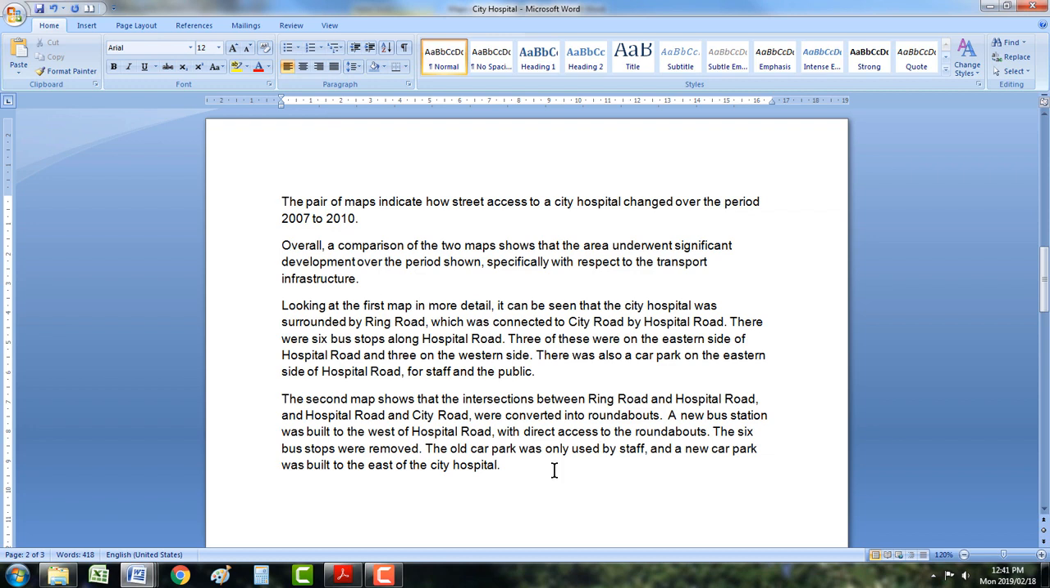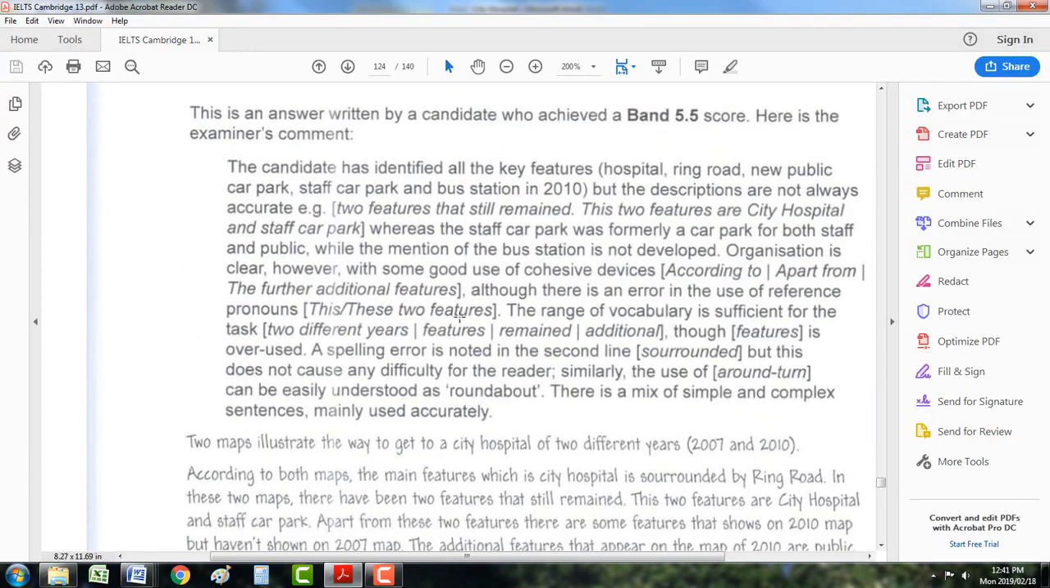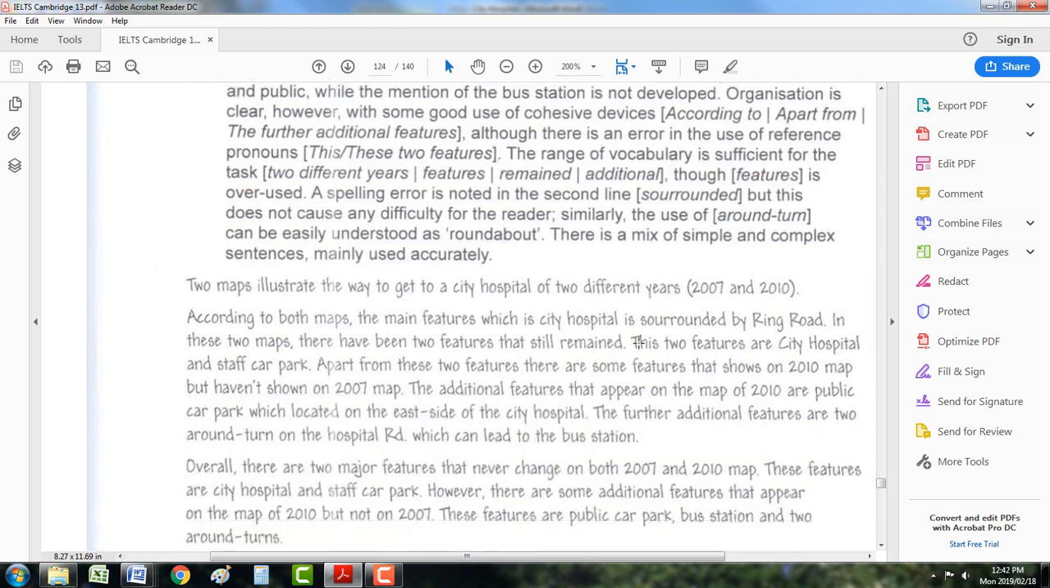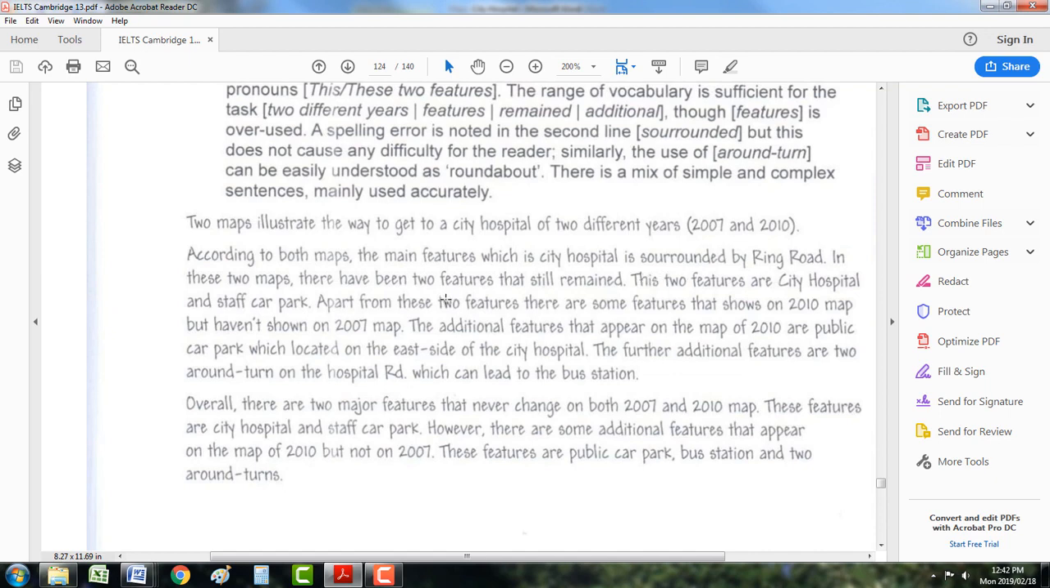But quickly, I want to take a look at the Cambridge book and see what they said about it. That's over here. So, let's see what the examiner said. The candidate identified all the key features: hospital, ring road, new car park, staff car park, bus station. Good. But the description's not always accurate. So 2 features that still remained. Yes, he says the staff car park was formerly a car park for both staff, and he said that that car park stayed the same.